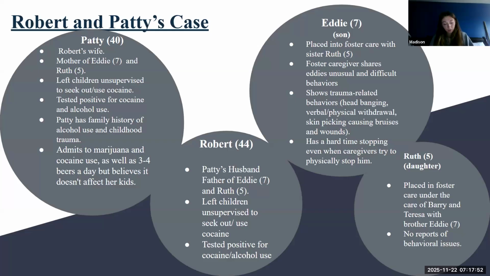Robert and Patty had no prior allegations against them, and Patty has a family history of alcohol use, as well as being a witness of her father physically abusing her mother and a victim of verbal abuse by her father. Their son, Eddie, who is 7 years old, clearly shows trauma-related behaviors such as self-harm, and nothing has been reported of their young daughter, Ruth, as of now. After getting to know the family, we're going to see how a theoretical lens offers a different view of this case.